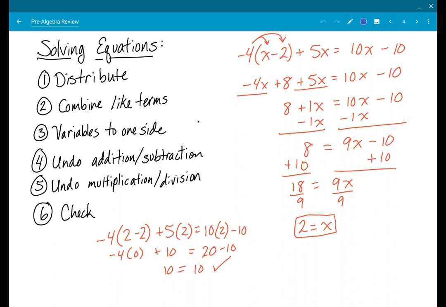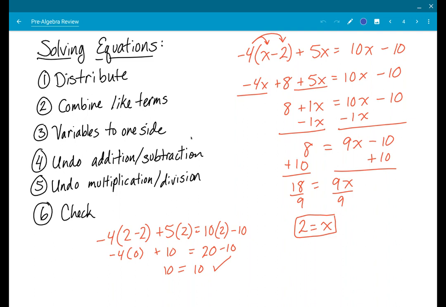Now my like terms are combined, I need to get variables to one side. In order to get variables to one side, when they are on opposite sides of the equation, we have to subtract or add. I like to start with a number that is smaller. So 1 is smaller than 10, so I'm going to take away 1 from both sides, 1x from both sides. You can do this either way, but you get fewer negative numbers to work with if you start with the smaller number.